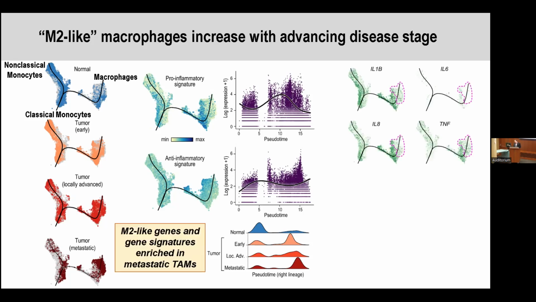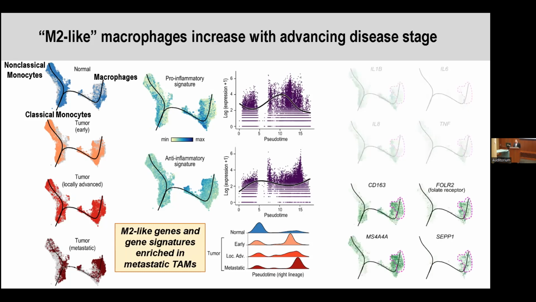If we look at individual genes, pro-inflammatory genes, IL-1 beta, TNF, IL-6, those are all relatively absent in those metastatic macrophages outlined in pink, whereas if we look at genes that are typically associated with this more M2-like phenotype, things like CD163 or the folate receptor, those are significantly enriched in those metastatic macrophages. I should say, not shown here, those really do express high levels of complement genes as well, and TREM2, which has been described by other groups, these TREM2 positive macrophages.